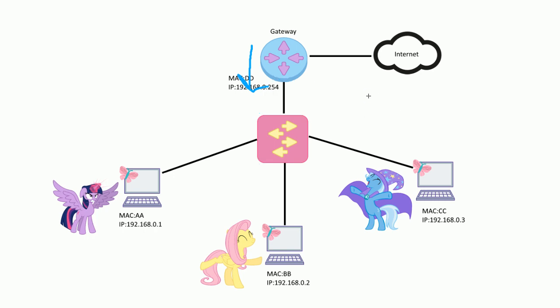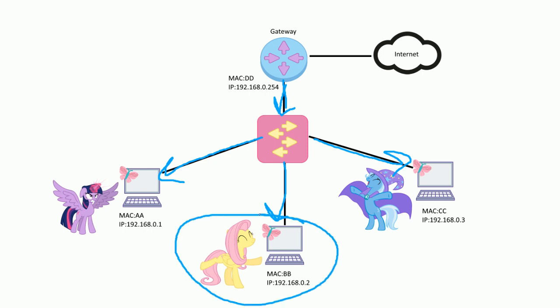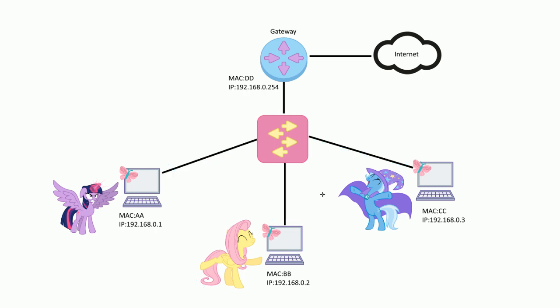So in order to find out the MAC address of that IP address, the router will send out a special message to everybody on the network. It'll say, hey, what's the MAC address of 192.168.0.2? So it'll send out an ARP request to the switch. The switch will send it out all other ports, and all these computers are listening. And Fluttershy here says, oh, I'm that IP. Here's my MAC address. So it sends an ARP reply back to the sender.